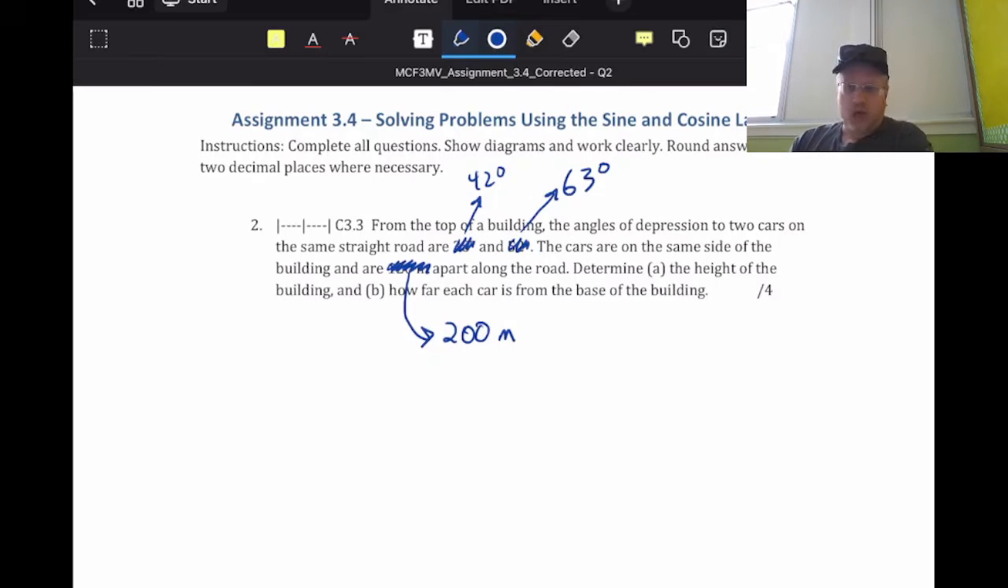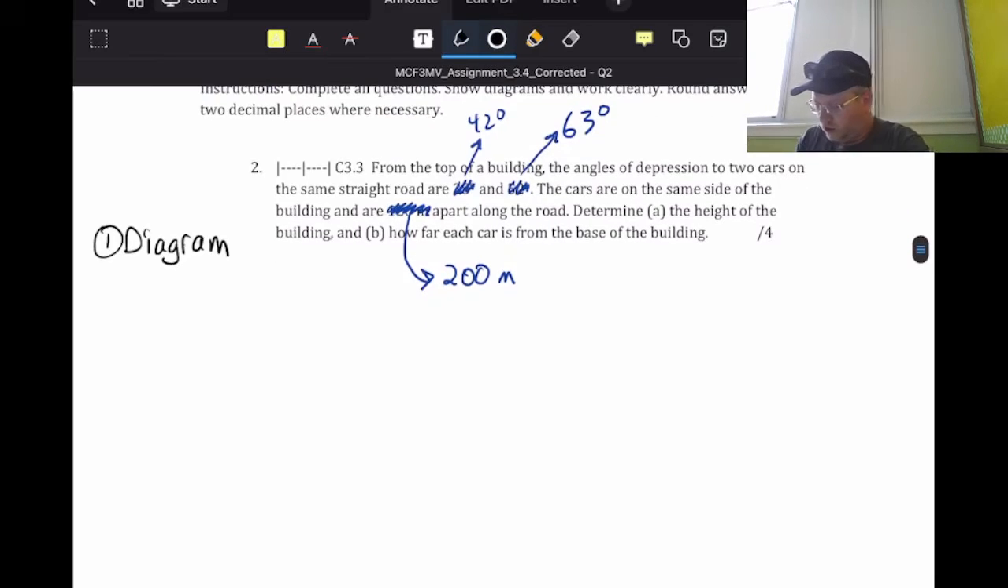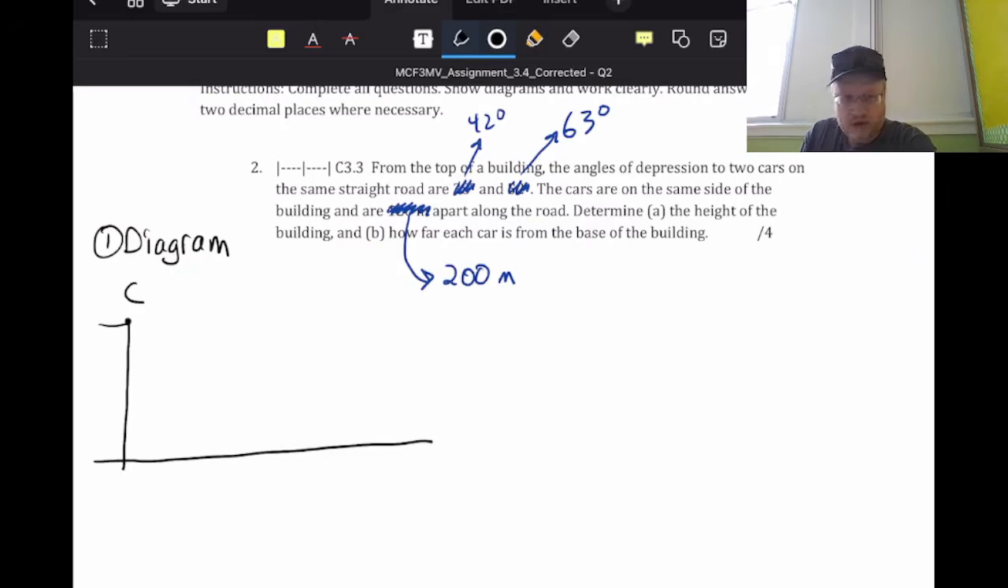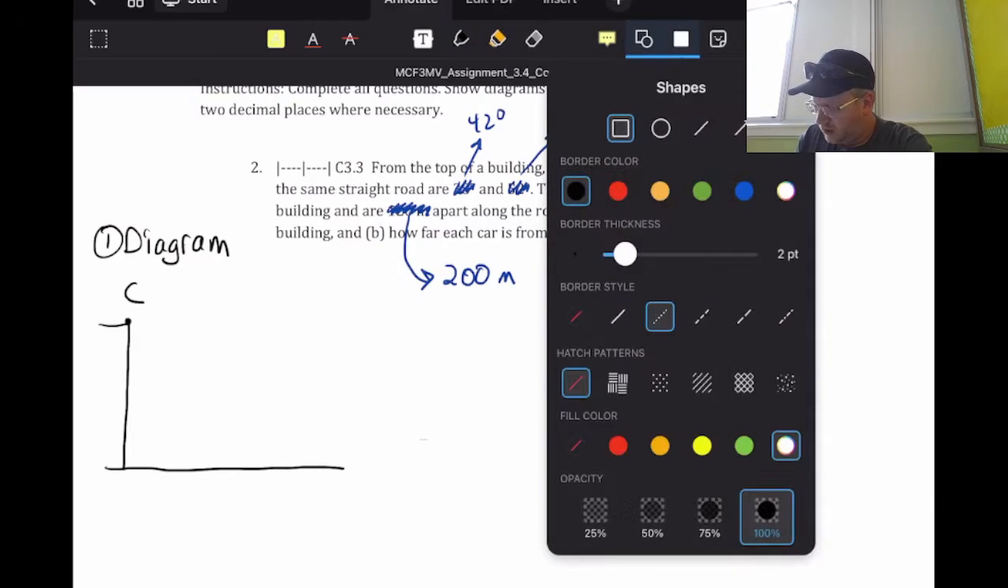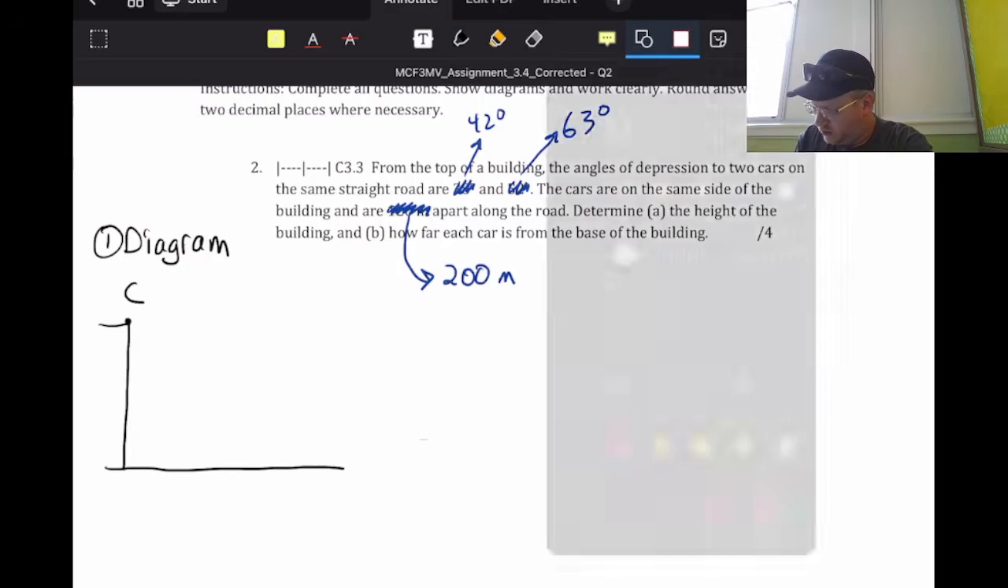Anytime we're working with a trigonometry problem like this, we want to start with a diagram. So let's start by doing that. Step 1, diagram and labels. In the question, we're told we're at the top of a building. We're going to call that point C. The angles of depression to two cars on the same straight road are 42 degrees and 63 degrees. So angle of depression is going to be measured from an invisible or imaginary horizontal line extending straight out.